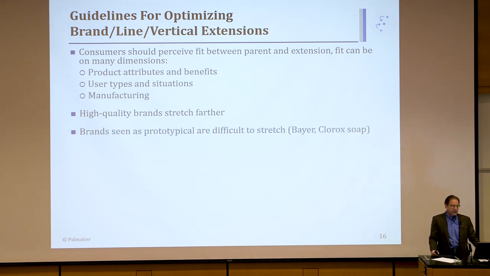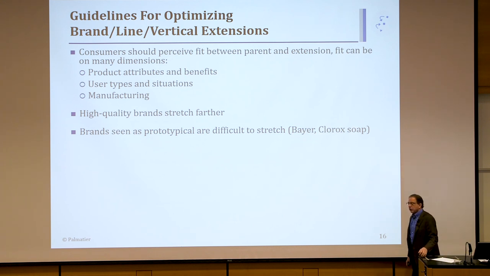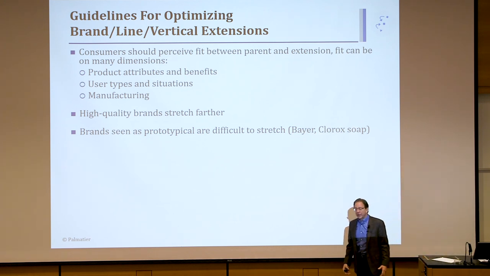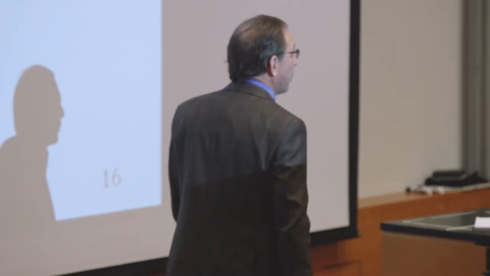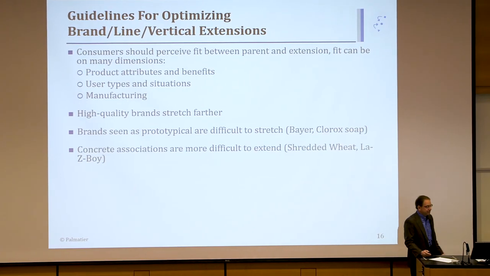Brands seen as prototypical are difficult to stretch. Clorox soap. Clorox, what do you think of when you hear that? You think of bleach. They tried to come out with a brand category extension from bleach to soap. How many of you would want to have a soap to wash your face with called Clorox soap? No, because Clorox has this bleach, this very aggressive image, that you don't picture it doing very well on your skin. So those two things did not fit together. So that was a failed product launch because it did not fit.